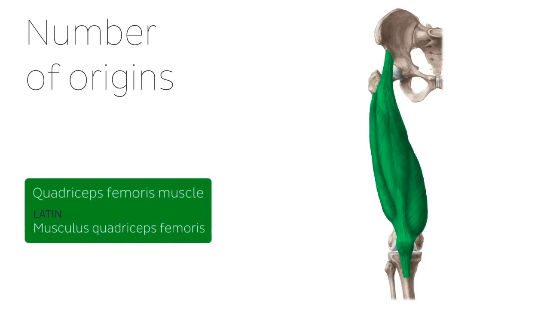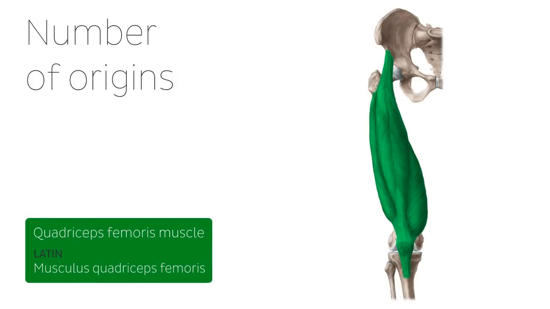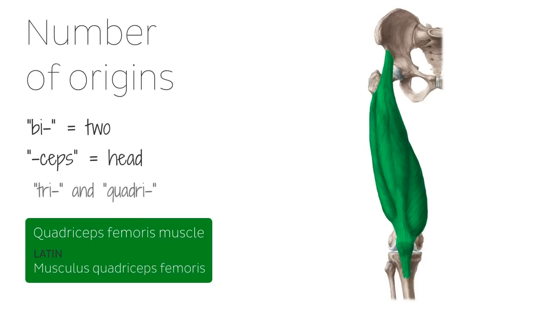The term bicep comes from the Latin meaning two-headed, the bi meaning two, and the sep coming from the word caput, which means head. Following the same logic, the three-headed muscle is aptly given the prefix tri, and the four-headed muscle quadri.